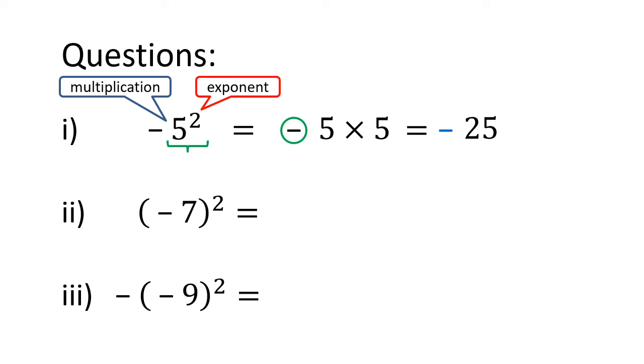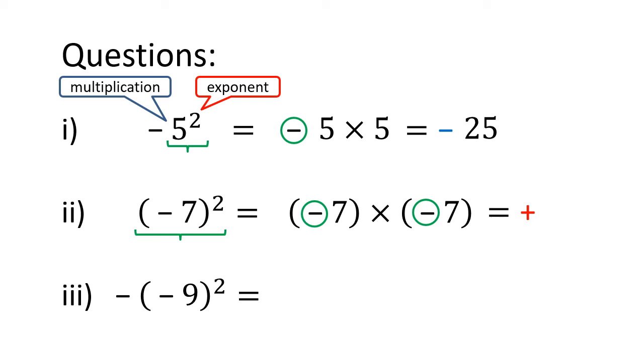The second question is brackets negative 7 squared. Do you remember what bracket squared is? This is just bracket times bracket. So brackets negative 7 squared is equal to negative 7 times negative 7. Now there are two negative signs, so the answer will have the sign positive, and the amount is 7 times 7, which is 49. So the answer is positive 49 or just 49.